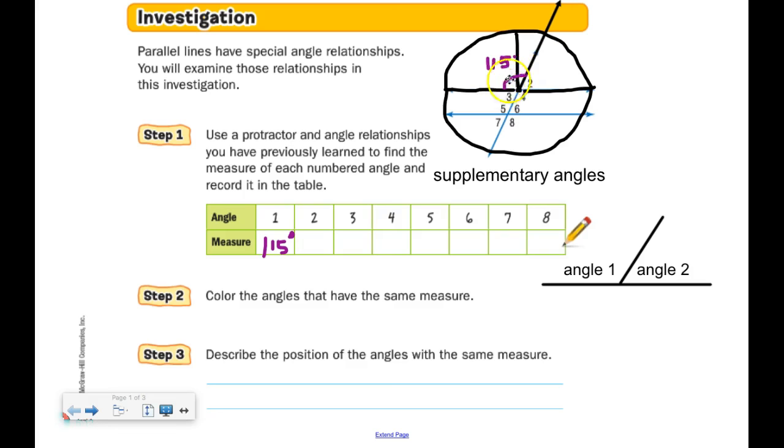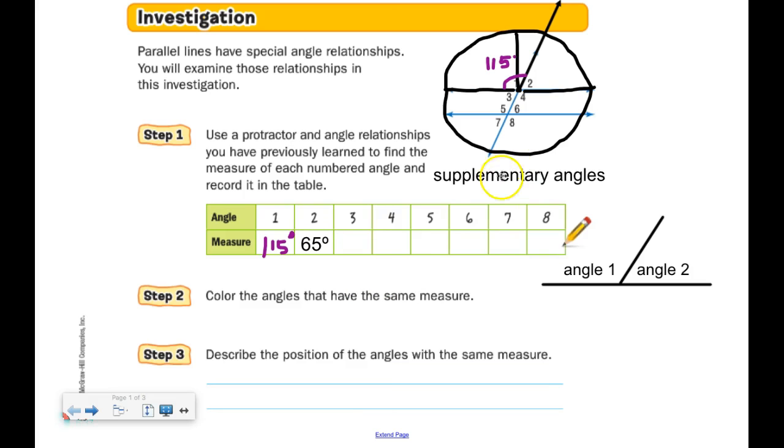So, if angle 1 is 115, that means that angle 2 should be 180 minus 115, which would give me 65 degrees. So we're going to go ahead and write that in for angle 2, 65. And it might take me a second to find the, oh, look at that, first guess, 65 degrees for angle 2.